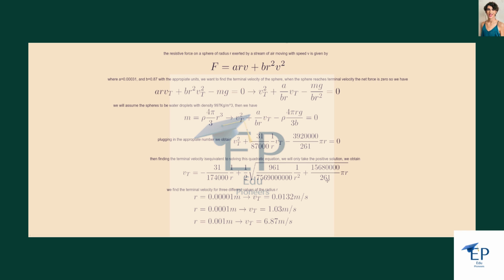So now, to finish off the problem, I want to consider 3 different values of the radius. First, we're going to consider 10 to the minus 5 meters, and that gives us this terminal velocity, 0.0132 meters per second. And 10 to the minus 4 meters gives us 1.03 meters per second terminal velocity. And finally, 10 to the minus 3 meters gives us 6.87 meters per second. And now notice how the terminal velocity increases with the radius.